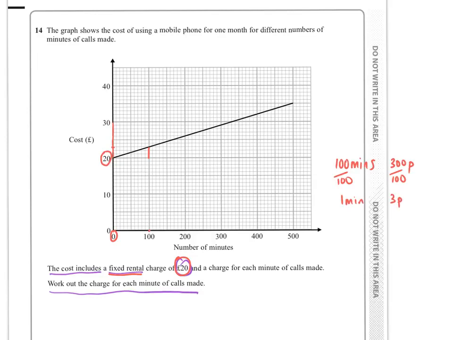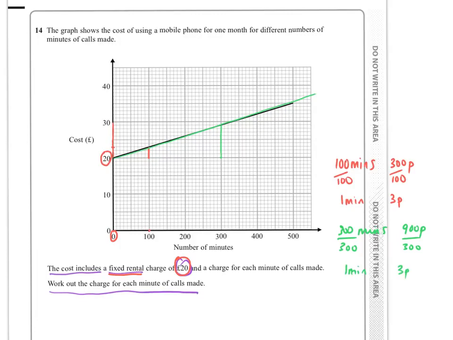Now the nice thing about this graph is that it's a straight line, so no matter what we do, it's always going to be the same. So if we looked at this one, say 300 minutes, we'd have 1, 2, 3, 4, 5, 6, 7, 8, 9. So 300 minutes would be £9 or 900 pence. And can you see, if we divide both sides by 300 there, we're going to get exactly the same. 1 minute is 3 pence.